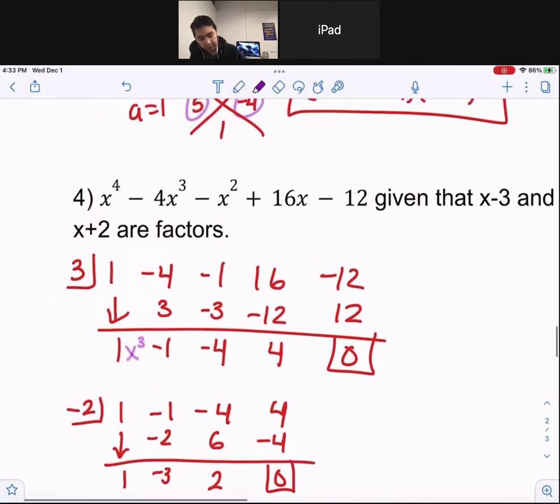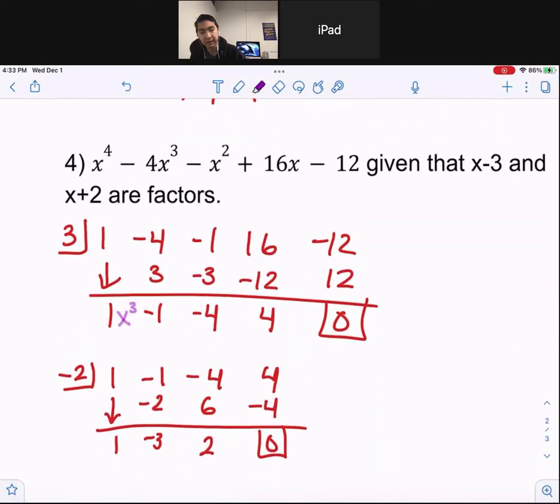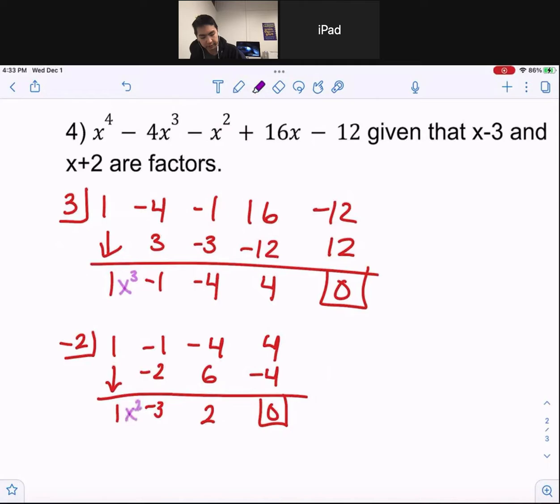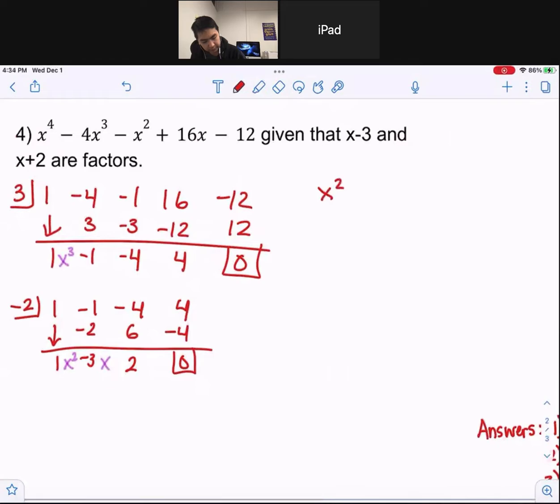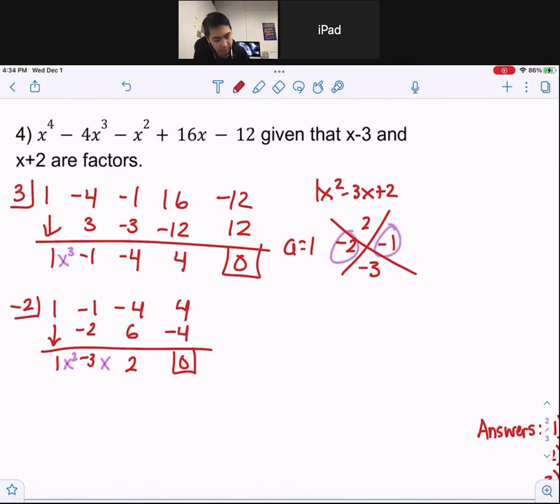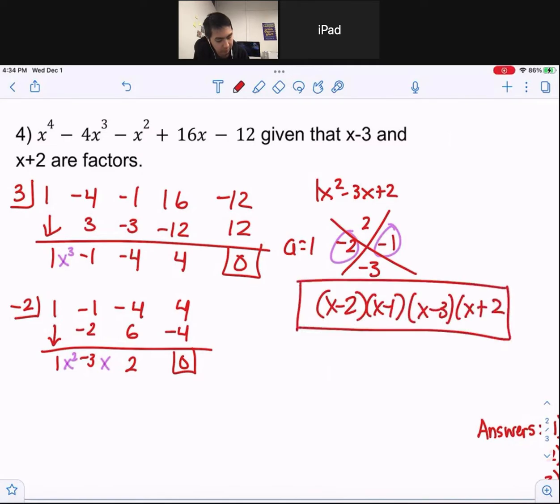So if this was x to the third and we did synthetic division, this will be 1 degree less than that. So x squared and then x. So we're really dealing with this polynomial right here. And if we do the x method, 2 up top, -3 on the bottom, the two numbers that multiply to 2 but add to -3 are -2 and -1. And since a is equal to 1, that means we just use the two side numbers as our factors. So x minus 2, x minus 1, x minus 3, and x plus 2. And these are our 4 factors.